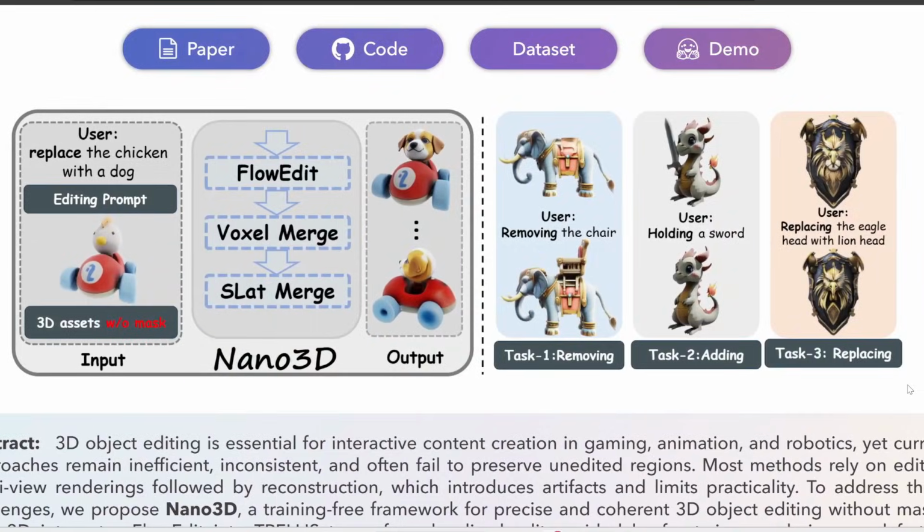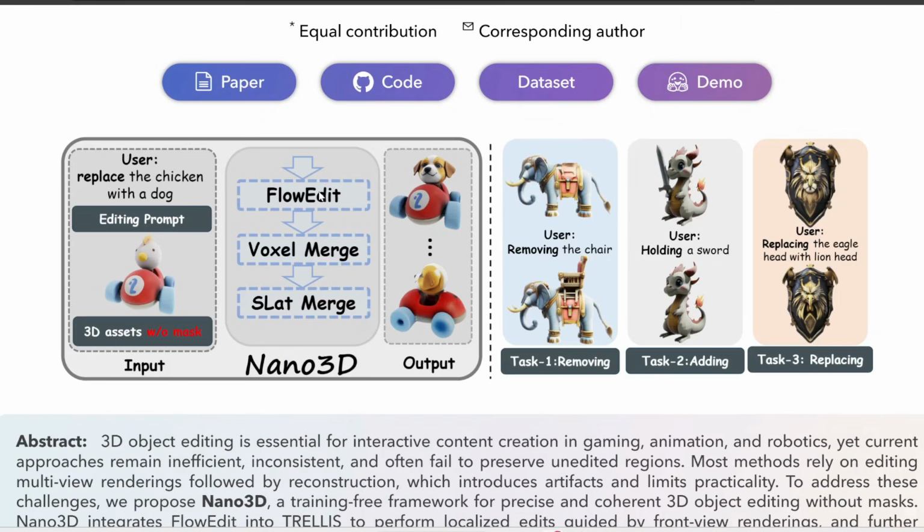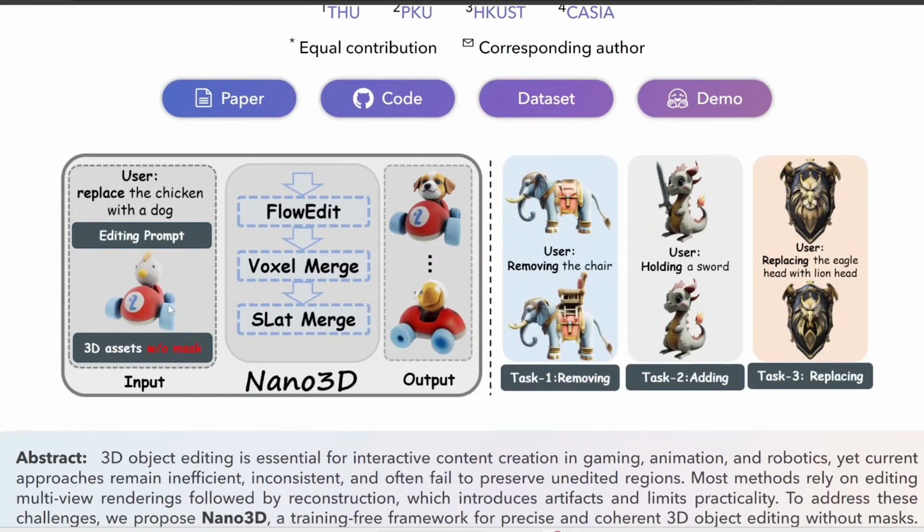Really quickly, here's how it works. It uses a combination of techniques, including Flow Edit, which is a 3D model editor, which I went over on my channel before, and it integrates this into Trellis, which is the 3D model generator. This allows you to create local edits without even needing to apply a mask or basically select or draw over the area which you want to edit. It can automatically detect this just with your text prompt.